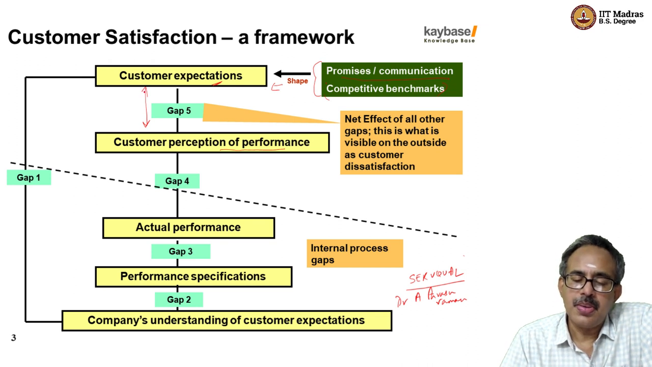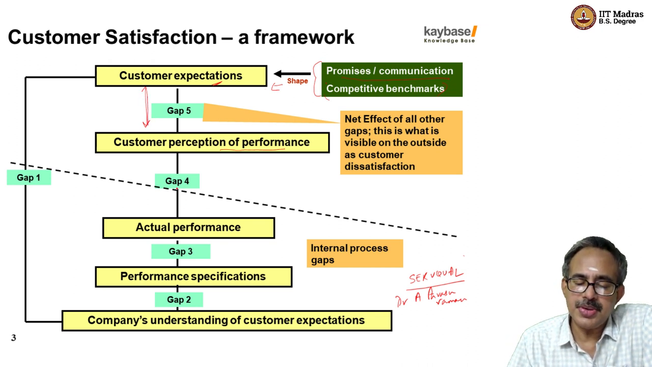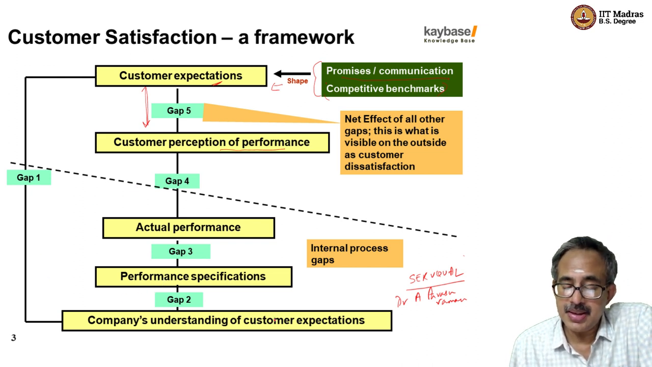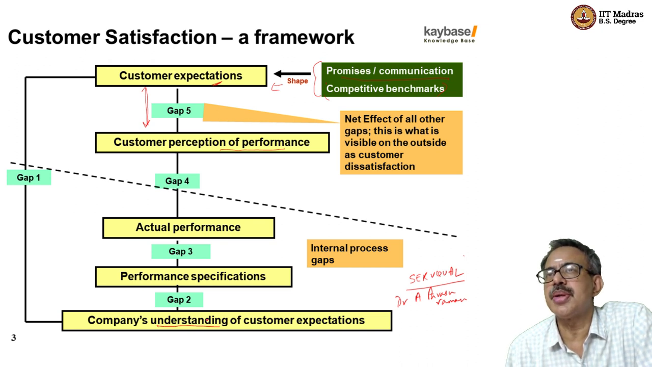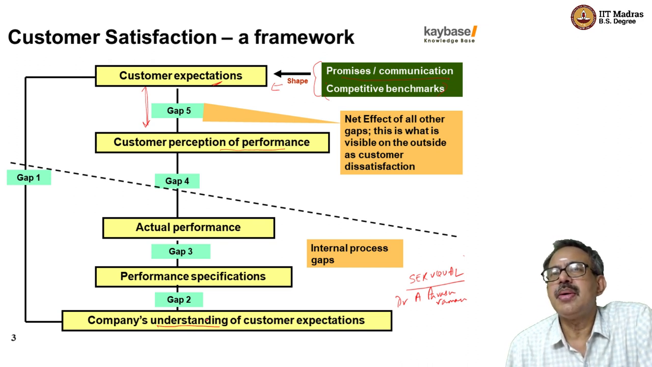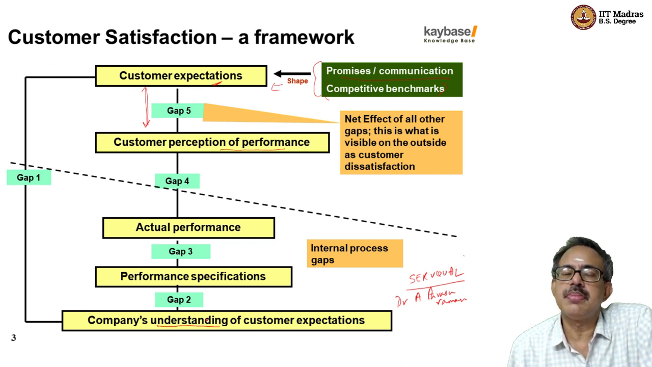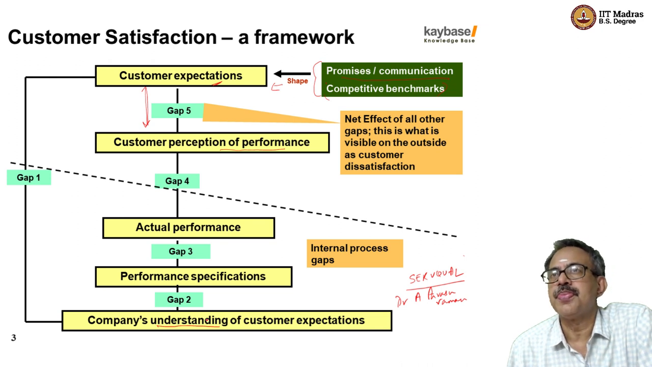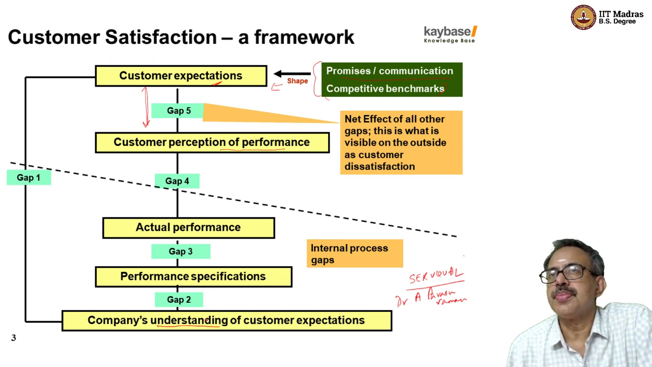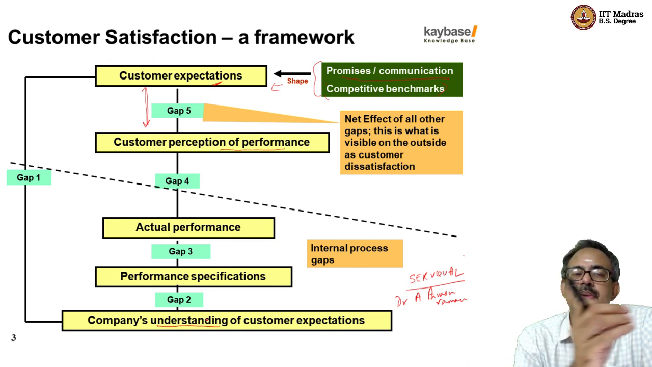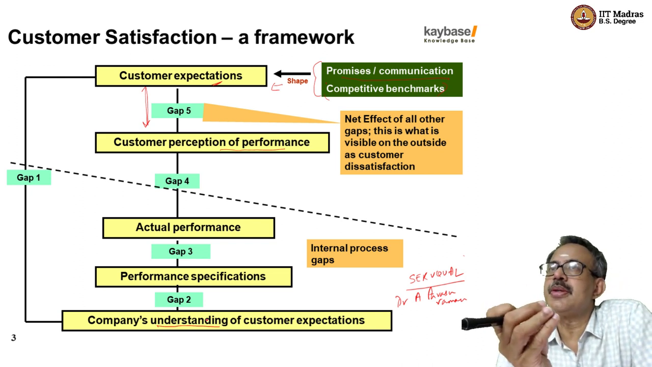All right. Now, why does this gap happen? It happens because of these other four gaps, actually. Number one, the company may not exactly understand what the customer expects. The company is supposed to, but it may not always exactly understand. The company may sometimes say, the customer wants products in a certain reasonable time frame. But they may end up assuming that the customer will be flexible. They may not know that he is flexible for this item, but he's not flexible for that item.